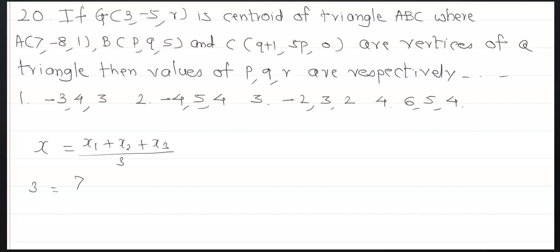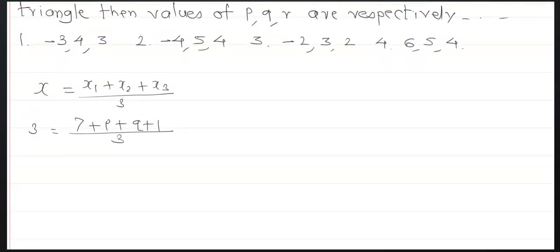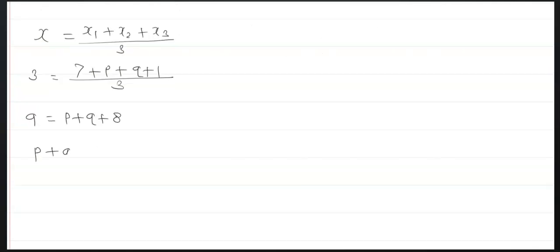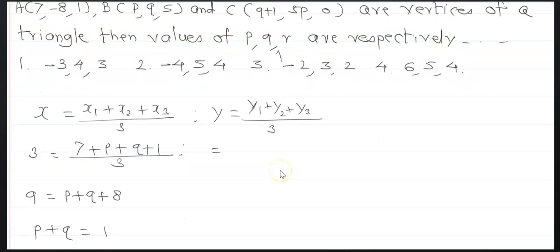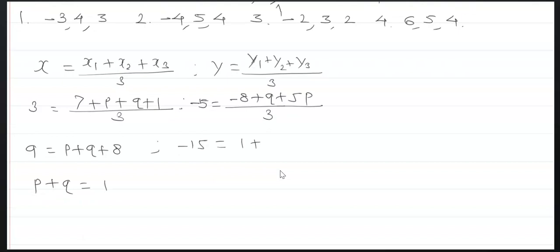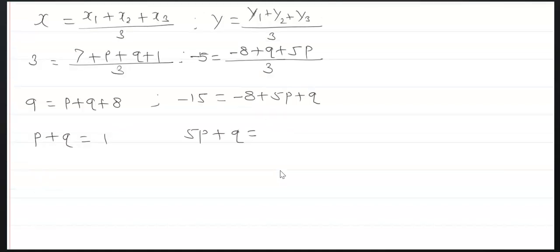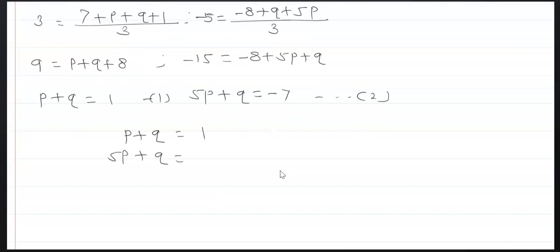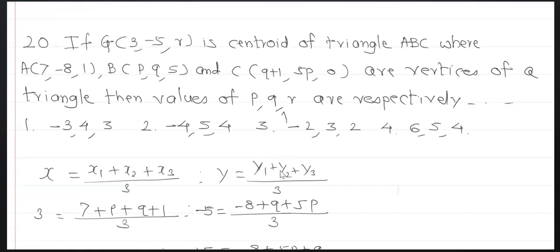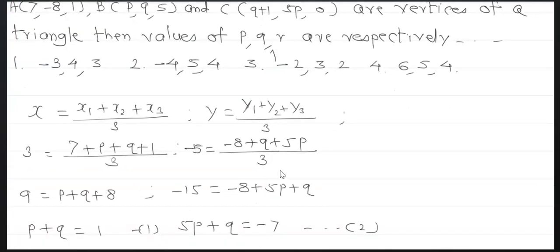Now the centroid, x is equal to x1 plus x2 plus x3 upon 3. Substitute the values, then you will get P plus Q is equal to 1. y is equal to y1 plus y2 plus y3 upon 3. Again, minus 5 is equal to minus 8 plus Q plus 5P upon 3. Therefore minus 15 is equal to minus 8 plus 5P plus Q, that is 5P plus Q is equal to minus 7. And if you solve these two equations, then you will get the value of P and Q.